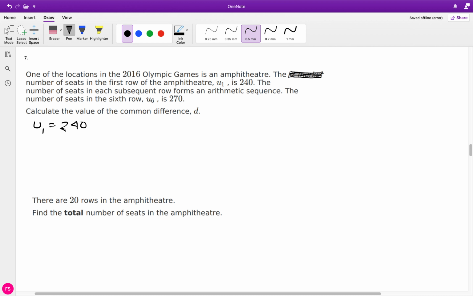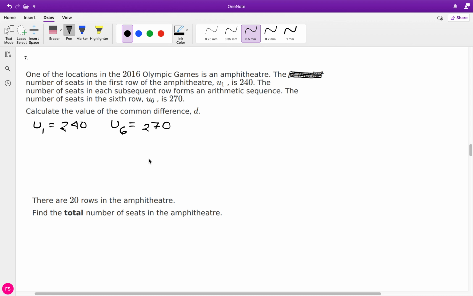The number of seats in each subsequent row forms an arithmetic sequence. So we also know that this is an arithmetic series. The number of seats in the sixth row, that means U6, is 270. Okay, so I know my first term, I know the sixth term, but I don't know the common difference.